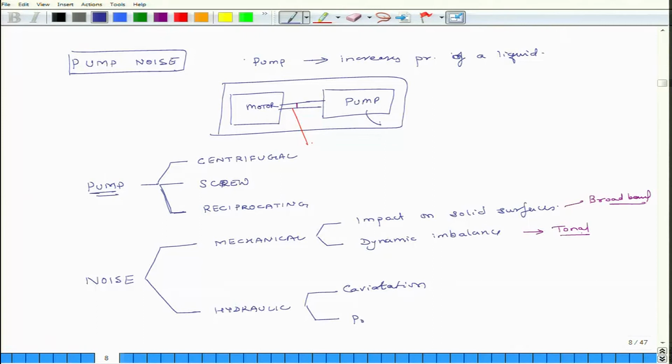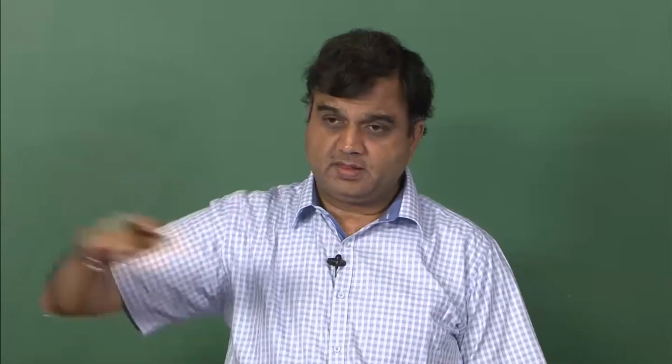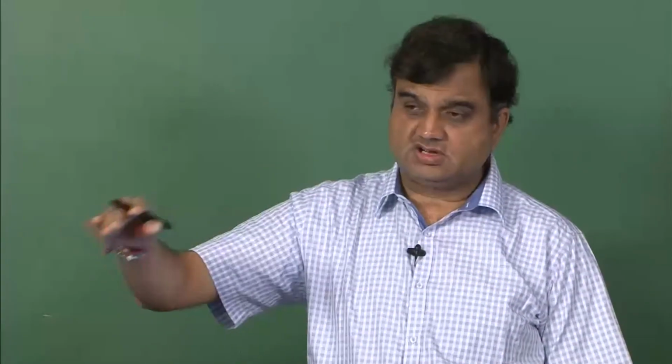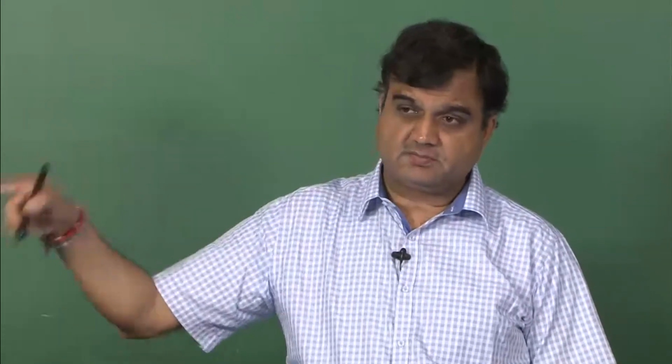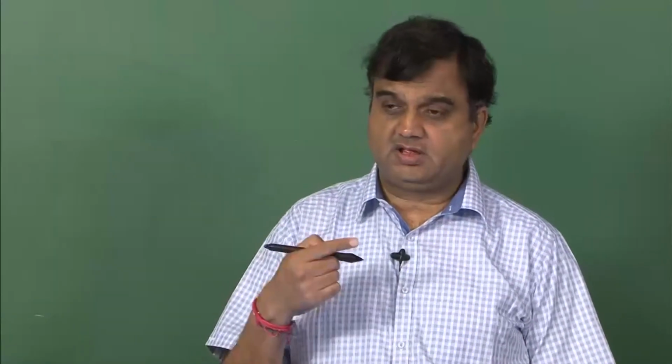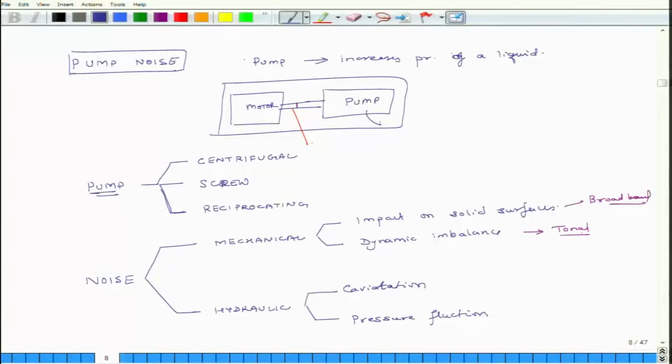And the other one is pressure fluctuation, because there is no pump which produces pressure that is constant across the period of time. There will always be some variation. And it is a cyclic variation. Okay. So, it depends on the number of blades you have, it depends on the RPM and all that stuff, but this is a cyclic variation. So, here this will be some sort of a tonal noise, and this is in general broadband.